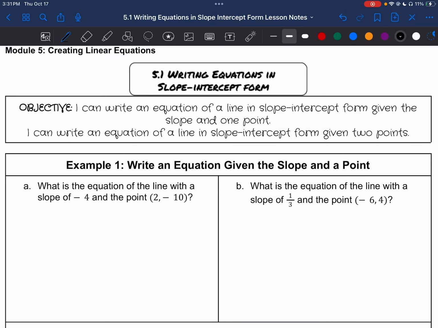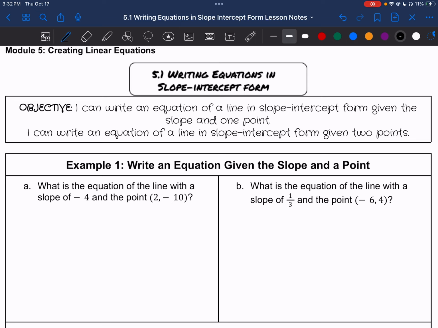Hello, and welcome to Lesson 5.1, Writing Equations in Slope-Intercept Form. Our objective for today is that I can write an equation of a line in slope-intercept form given the slope and 1 point, and I can write an equation of a line in slope-intercept form given 2 points.